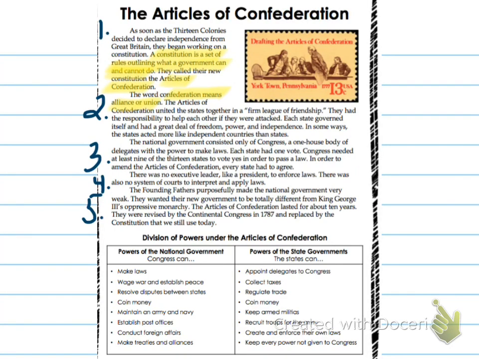So another thing we should go back and highlight in paragraph 2 is this part where it says each state governed itself and had a great deal of freedom, power, and independence. In some ways, the states acted more like independent countries than states. Okay, that's important. So make sure you have those highlights. As you can tell, my highlighter is not the best highlighter on the iPad that I'm making the video on, but you can tell what I'm doing here.